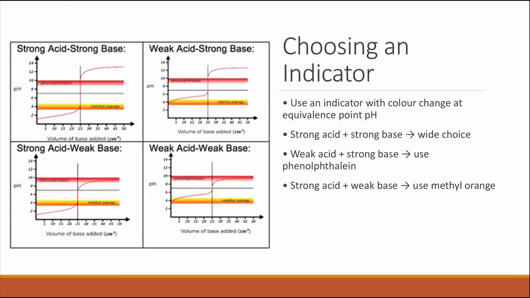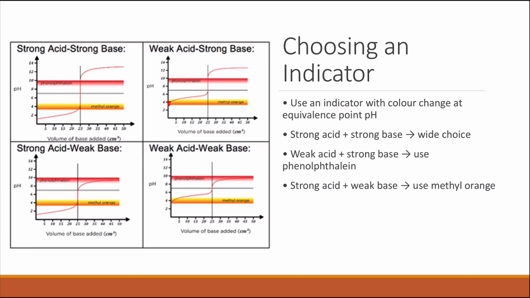So we have two indicators. The first one is methyl orange, and methyl orange usually changes its color between 3.5 and 4.5. So if the endpoint, or the vertical line, passes through 3.5 and 4.5, we can use methyl orange as an indicator. Otherwise, the indicator will change its color before the endpoint or after the endpoint.